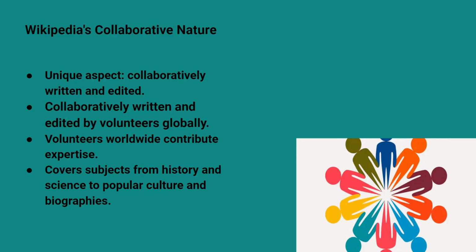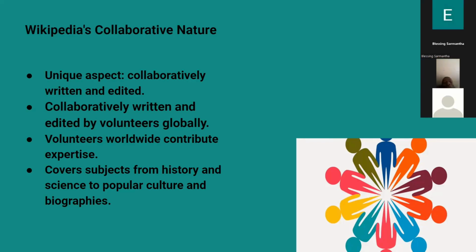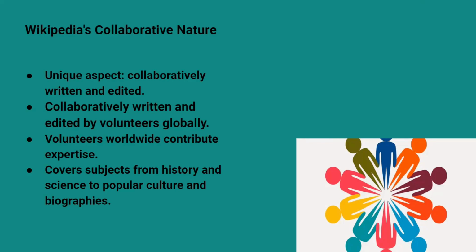The next topic I have is that it covers subjects from history and science to popular culture and biography. Wikipedia doesn't cover just a particular subject, it doesn't cover just biography about people, it covers culture, it covers history of some localities and all. It is not just about a particular topic. It even covers all genders. There is no gender bias on Wikipedia. Every gender is acceptable on Wikipedia.